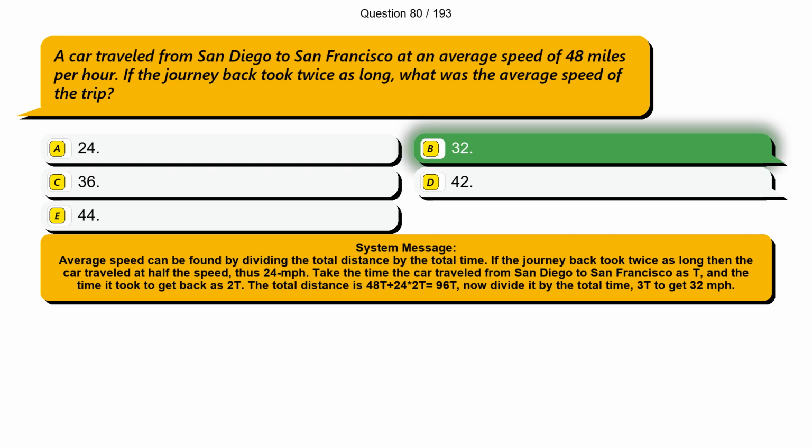Average speed can be found by dividing the total distance by the total time. If the journey back took twice as long, then the car traveled at half the speed, thus 24 miles per hour. Take the time the car traveled from San Diego to San Francisco as t, and the time it took to get back is 2t. The total distance is 48t plus 24 times 2t equals 96t, now divide it by the total time, 3t, to get 32 miles per hour.